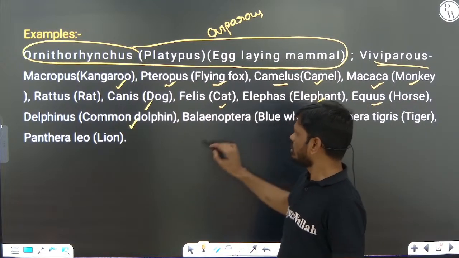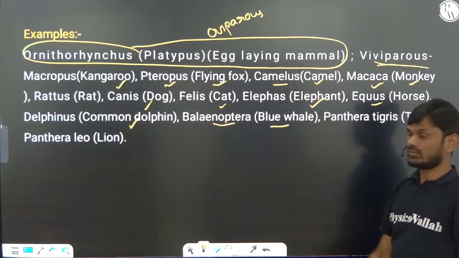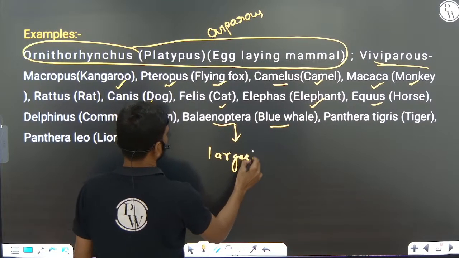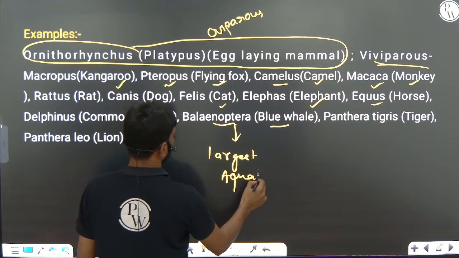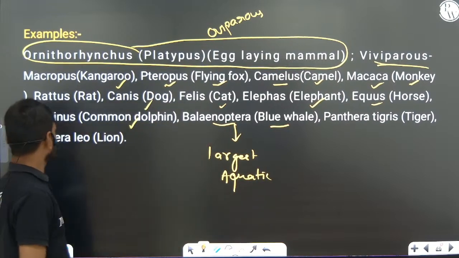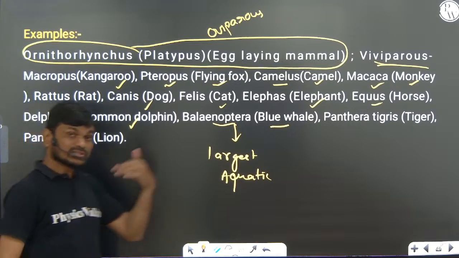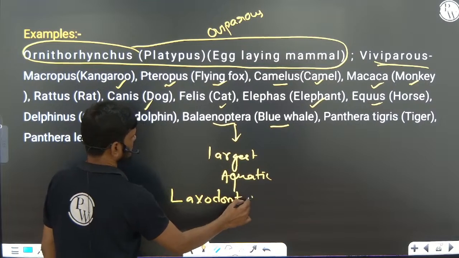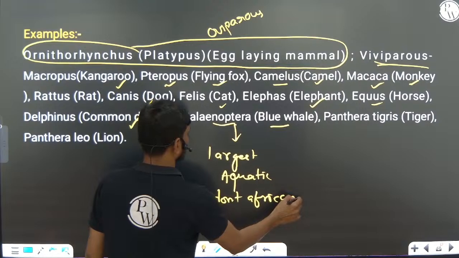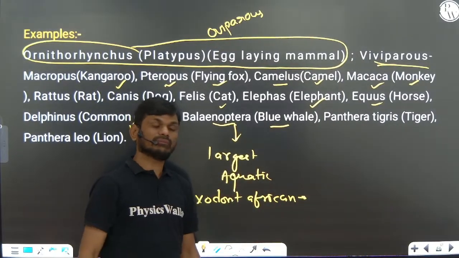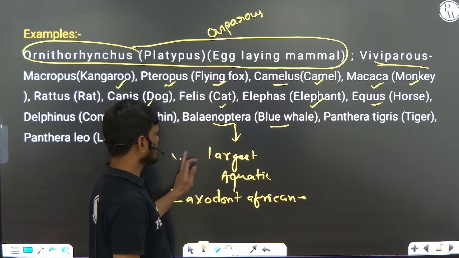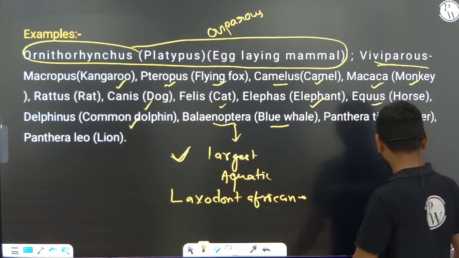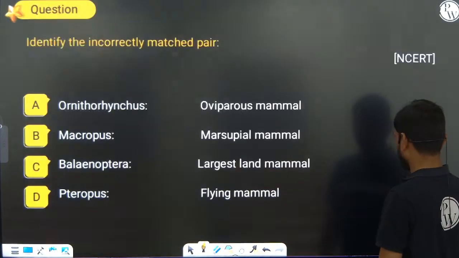Delphinus, dolphin. Balaenoptera, blue whale, the largest aquatic mammal. Panthera tigris and Panthera leo. The largest terrestrial mammal is Loxodonta africana, the African elephant. So common names are very important. Scientific names are very important. We have already discussed this.